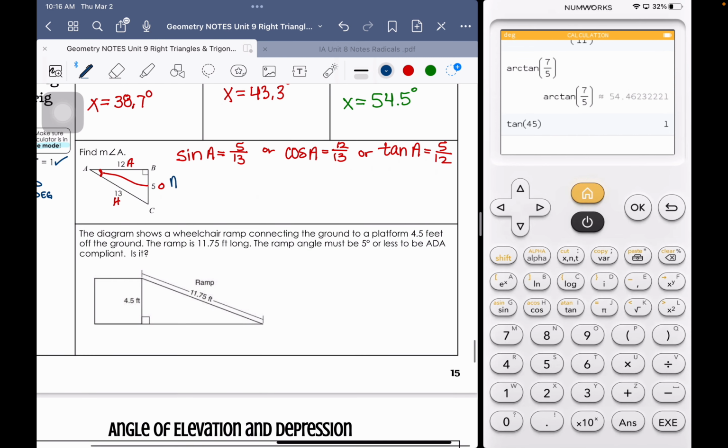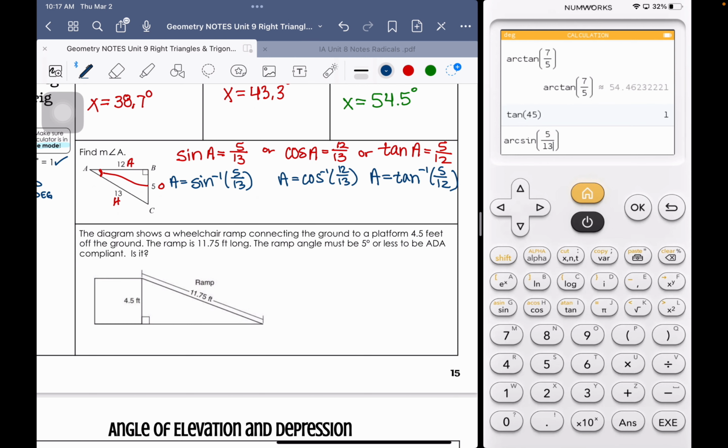So we could end up having A is equal to inverse sine of 5/13, or A is equal to the inverse cosine of 12/13, or A is equal to the inverse tangent of 5/12. Either one of these equations is going to get you A. So in our calculator, let's do it. We get inverse sine of 5/13. So that gives us A is 22.6.